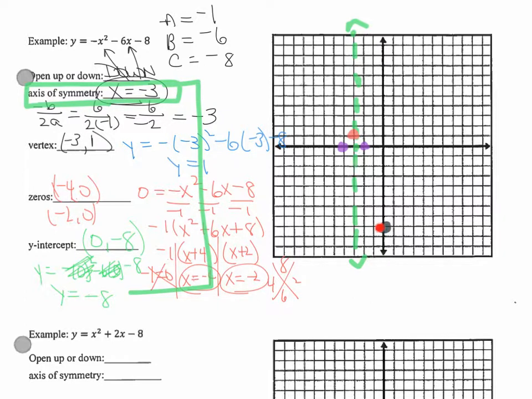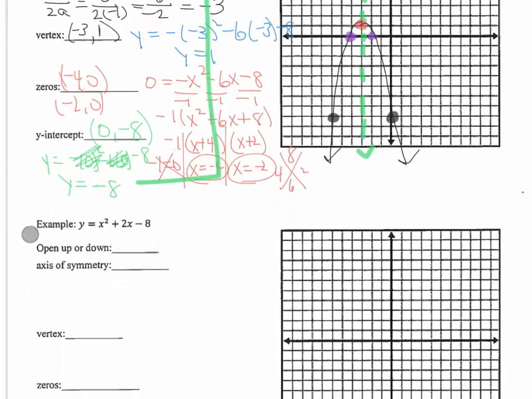So to make my symmetrical, my reflection point of my y-intercept, I'm going to count the blocks. How many blocks between this black point and my axis of symmetry? So 1, 2, 3. So I'm going to go 3 blocks past it. 1, 2, 3. And I'm going to plot a point right there to get my reflection point. Because now that I have my reflection point, I can immediately go ahead and graph my parabola.